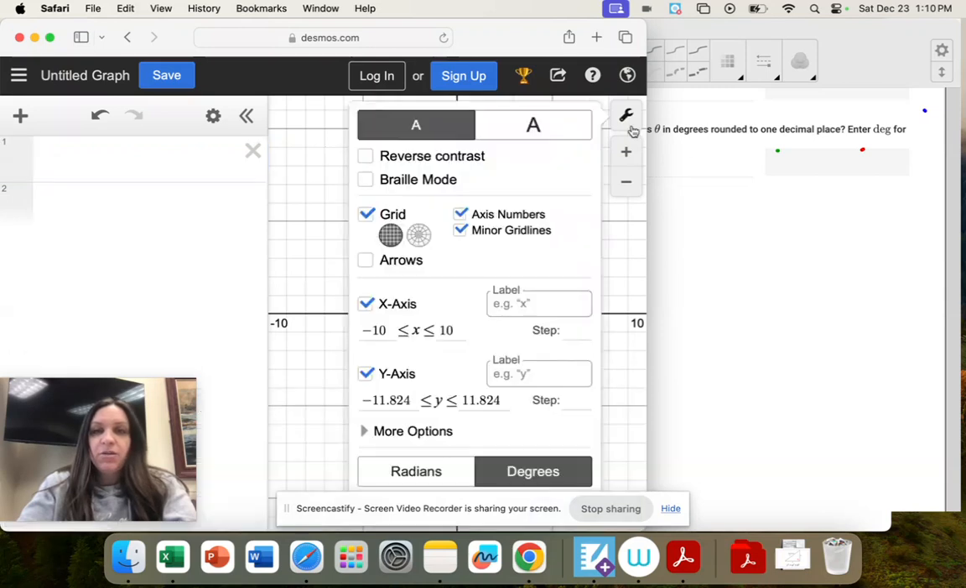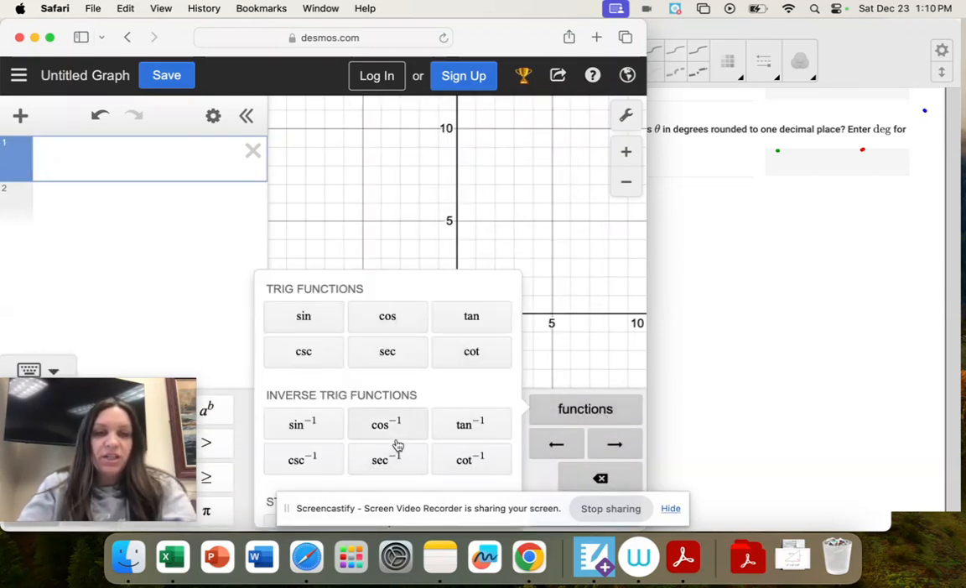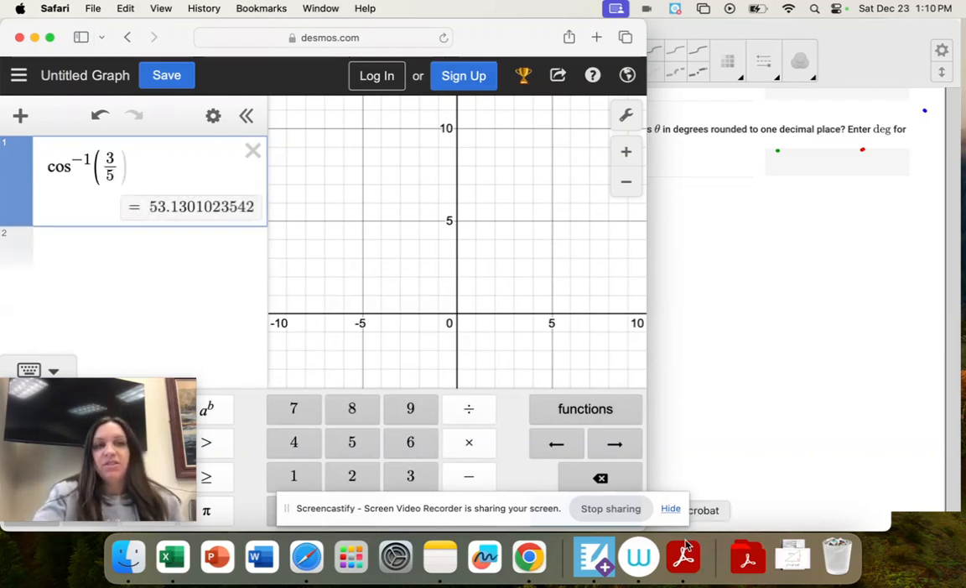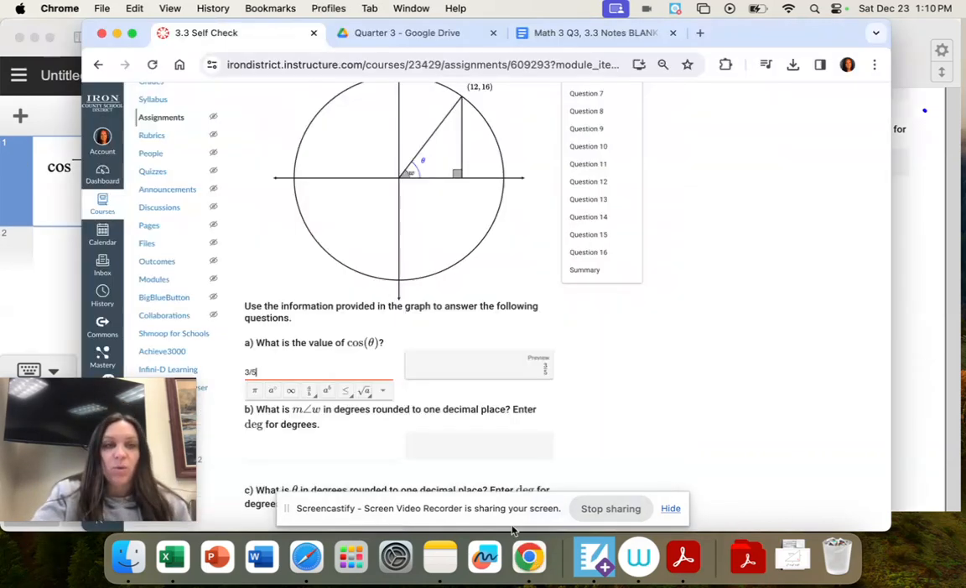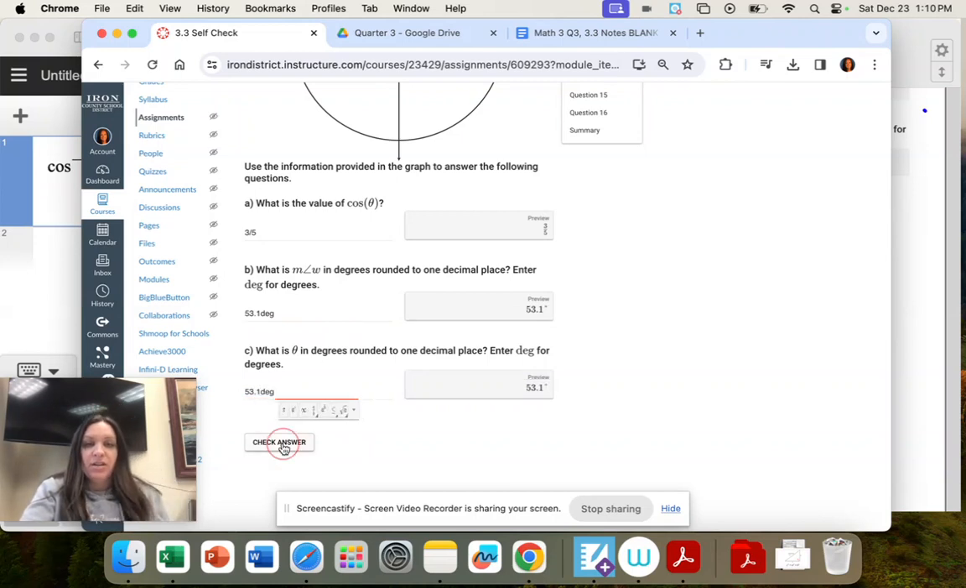So in your calculator, make sure you're in degrees, and then all the trig functions are here. So inverse cosine of 3/5 would be 53.1 degrees. And these happen to be the same because we're in the first quadrant.